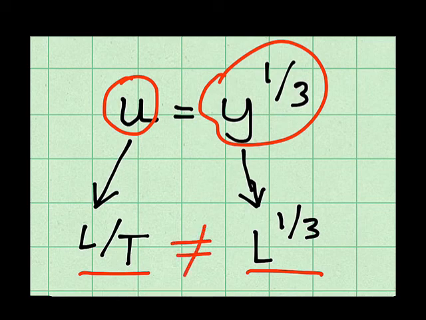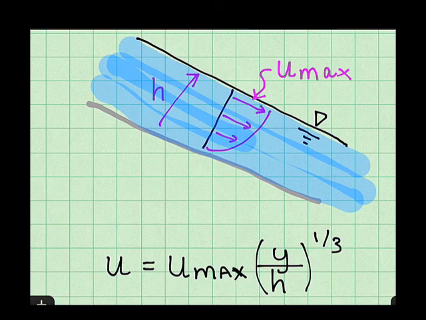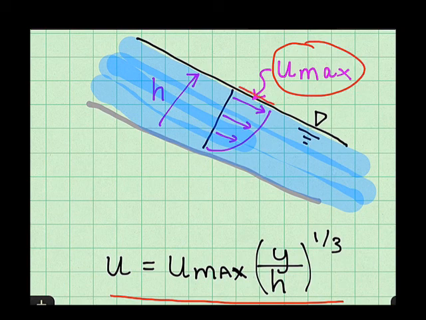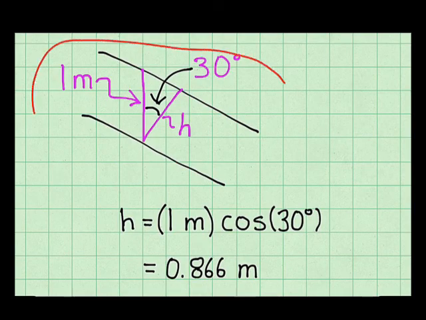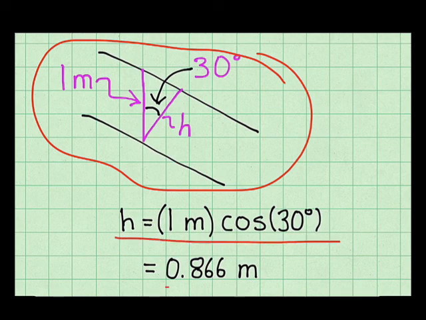Let's fix this problem. So here's how I fixed it. I wrote the velocity profile like this, where u max is the velocity at the free surface right along there. Y is the distance from the wall, and h is the height measured in this direction. To use this equation, I need to find the value of u max and the value of h. To find h, I made this sketch and then wrote this equation. Here's the value of h.